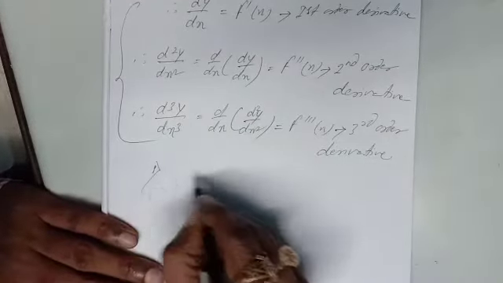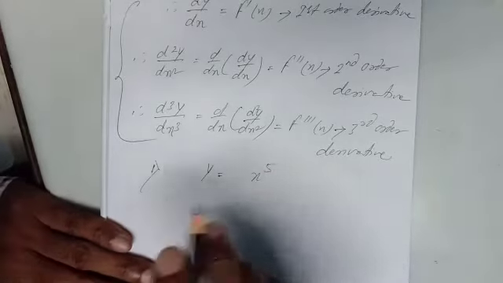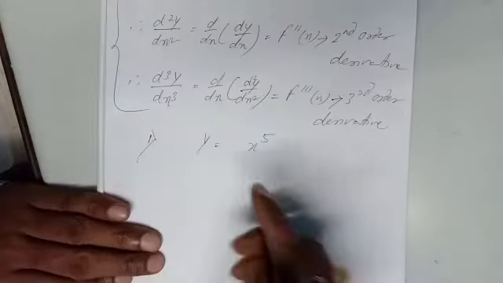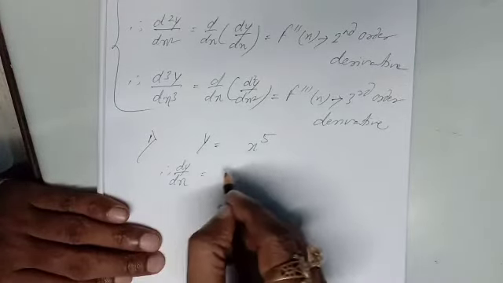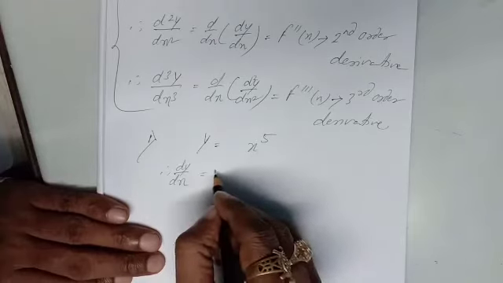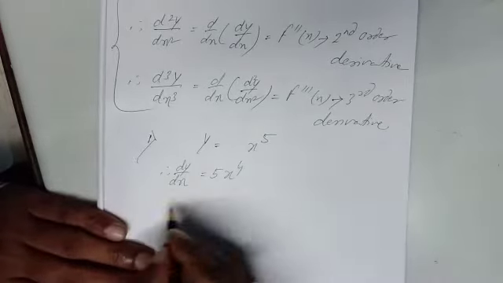Question number 1. Suppose y is equal to x to the power 5. dy by dx will be, power will come here, 5x to the power 4. This is the first order derivative.